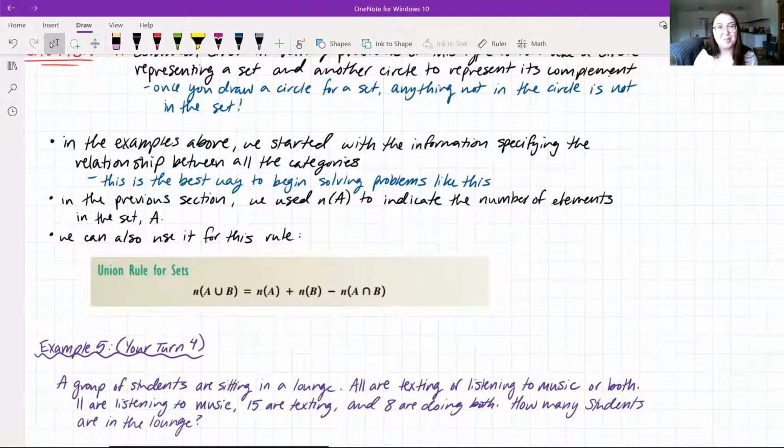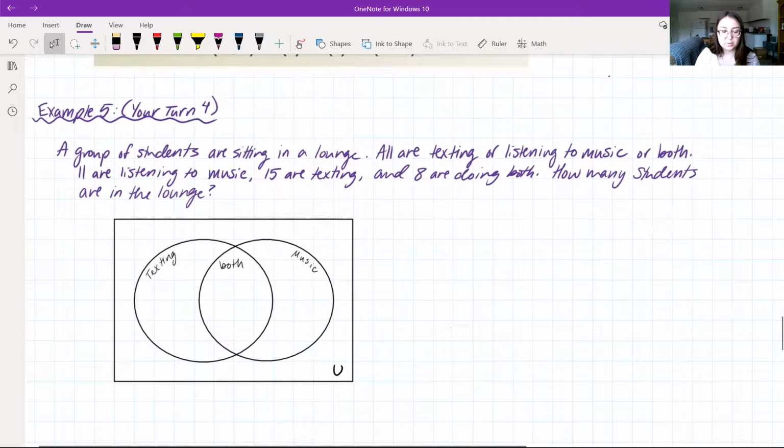So now we're going to put this in practice. That's just how it makes sense, but now we're going to actually use this. So example 5, which is another your turn: a group of students are sitting in a lounge. All are texting or listening to music, or both. 11 are listening to music, 15 are texting, and 8 are doing both. How many students are in the lounge? So what we're trying to find here is how many students are sitting in the lounge altogether. This is going to be our universal set. We're trying to find the universal set.